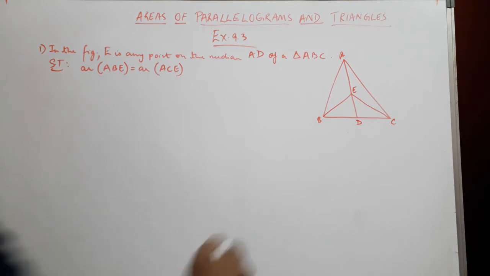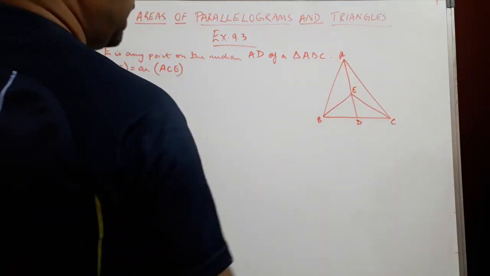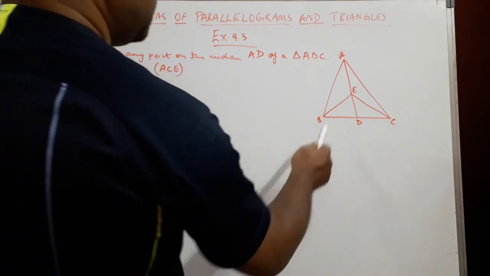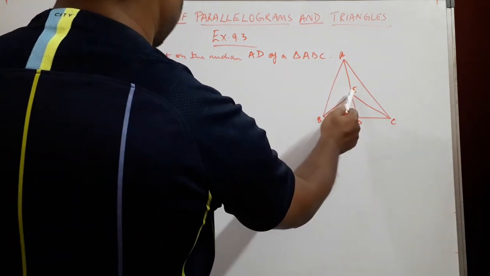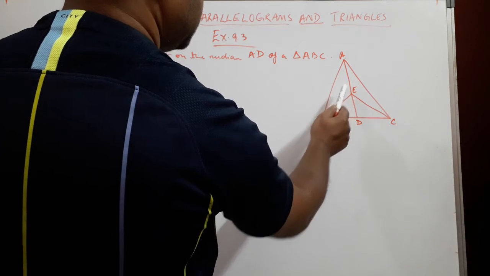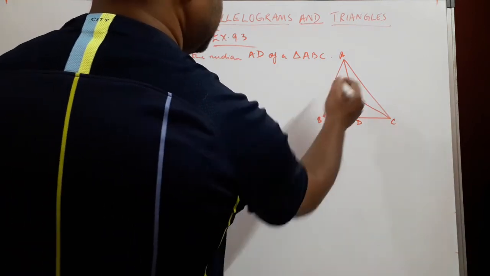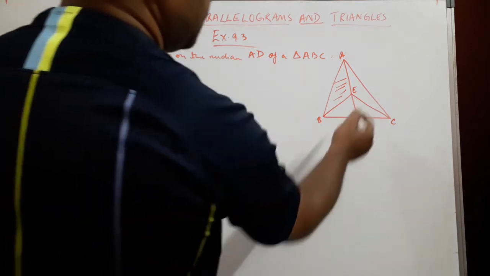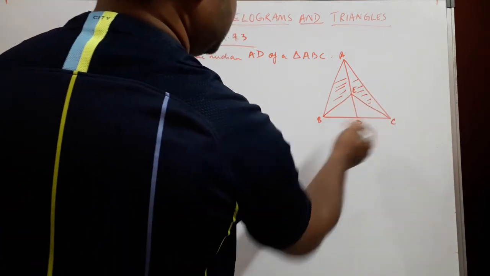So over here we have a triangle ABC, and AD is given as the median, wherein the area of triangle ABE, this part over here, needs to be shown equal to the area of this other triangle, ACE.